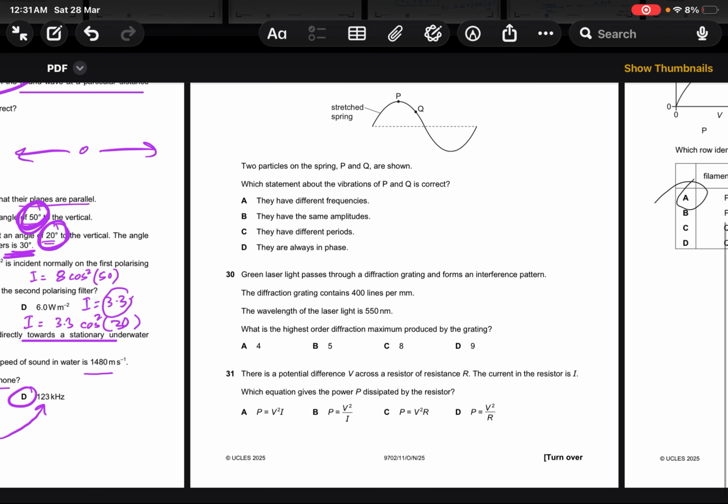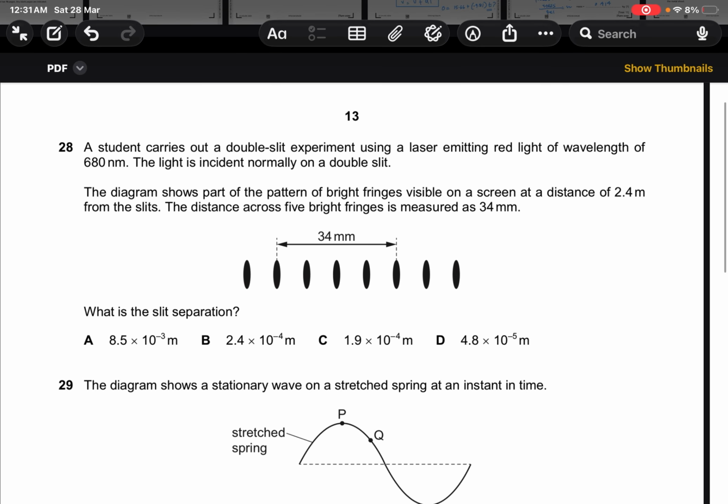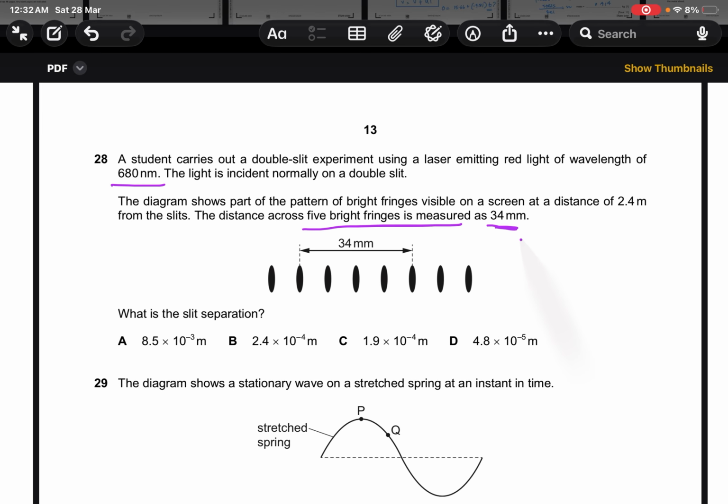Ashaji, the next question states that a student carries out a double slit experiment using a laser emitting a red light of wavelength 680 nanometers. The light is incident normally on a double slit. The diagram shows part of the pattern of bright fringes visible on a screen. The distance across the 5 bright fringes is measured at 34 millimeters. What is the slit separation?